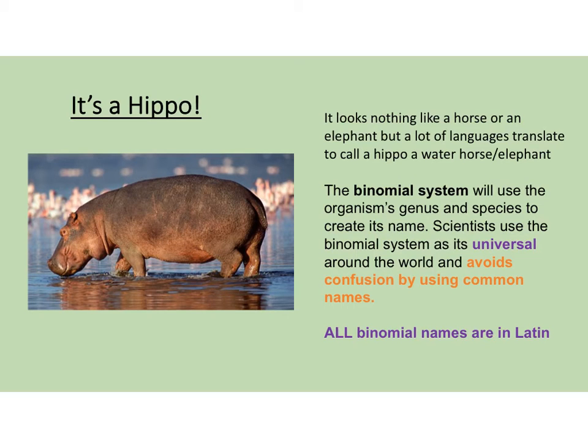So the binomial system will use the organism's genus and species to create the name, and scientists use the binomial system because it's universal around the world. It avoids the confusion by using those common names. So all of these binomial names are written in Latin and everyone uses it.